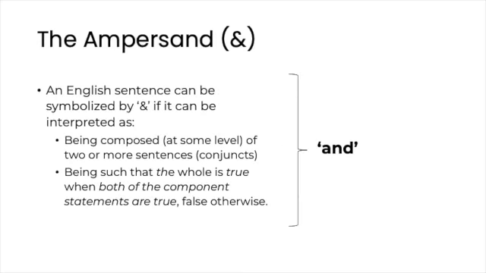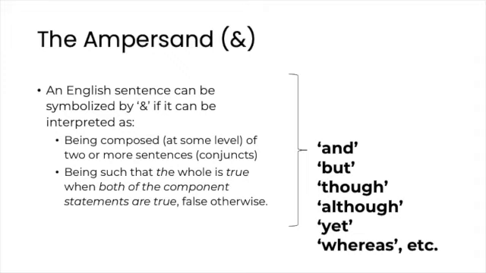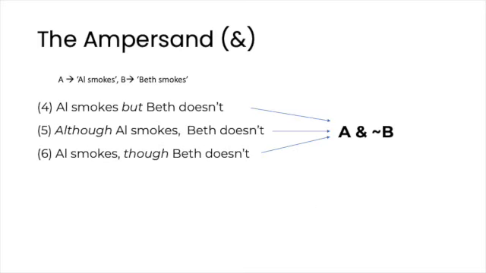The English connective that most obviously fits the bill is "and." And in fact, the ampersand connective is modeled after it. However, there are other connectives that also satisfy the truth criteria that we just mentioned, such as "but," "though," "although," "yet," "whereas," and others. In consequence, all of the following sentences are translated A ampersand tilde B.